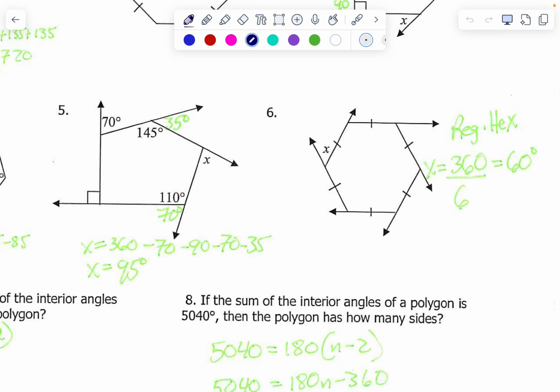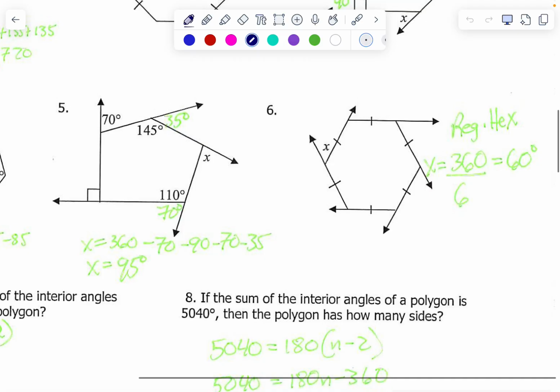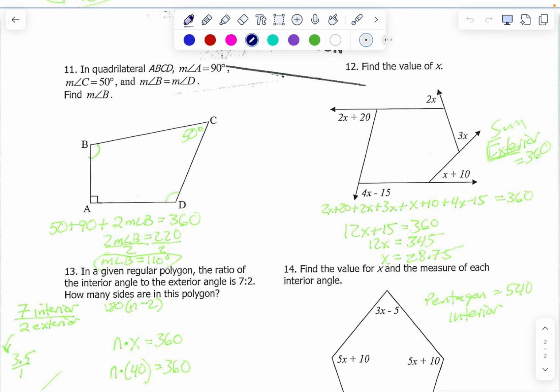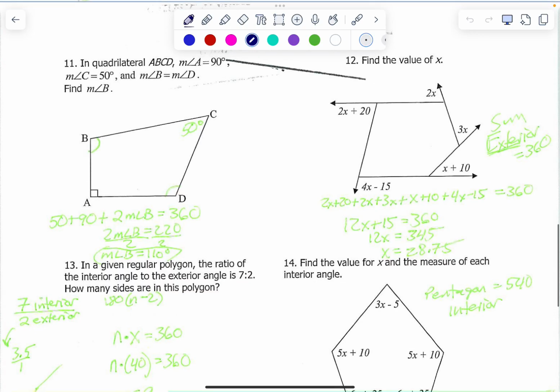Number 6 is a regular hexagon. And so we can just divide 360 by 6. So you get 60 degrees. On the back, number 11. So I marked that B and D are congruent. Of course, A is 90 and then filled in C is 50. And this is a quadrilateral, so it adds up to 360. So we just added those all up and solved to get 110 degrees for angle B.